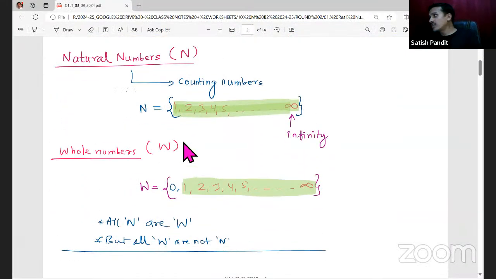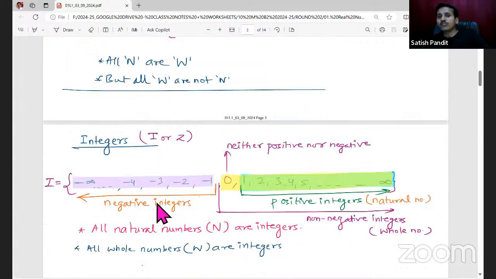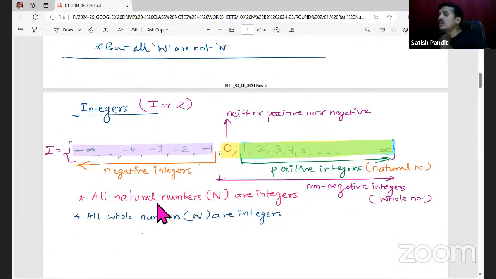We learned what is a natural number. Natural number starts with 1 and goes up to infinity. Whole number starts with 0 and goes up to infinity. We learned that all natural numbers are whole numbers, but all whole numbers are not natural numbers. Why? Because 0 is a whole number, but not a natural number. Next, we learned what integers are. Integers include 0, positive numbers and negative numbers.